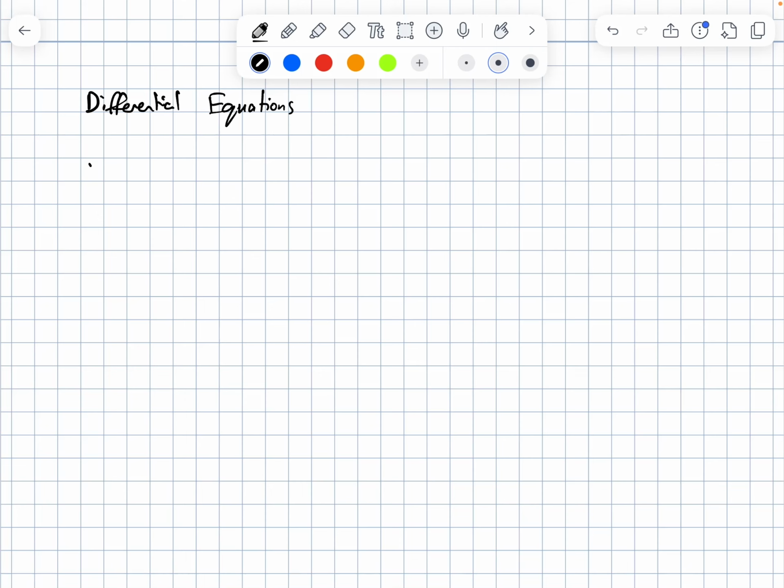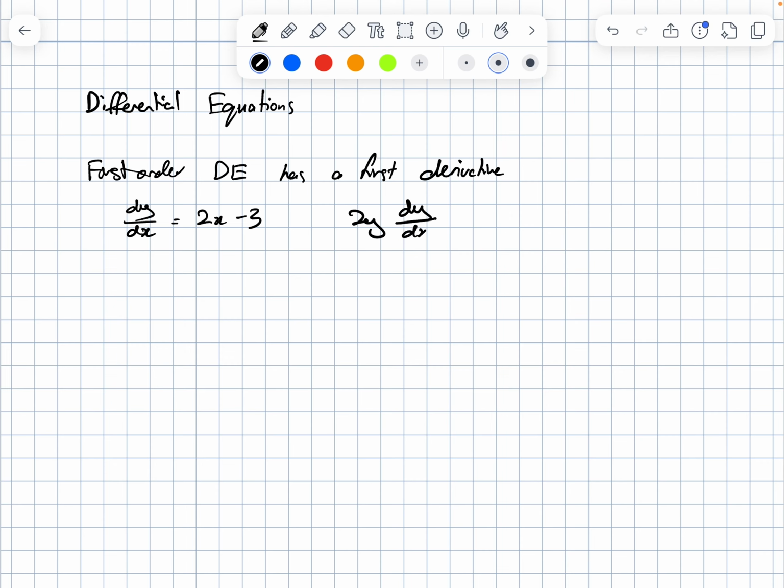A differential equation is any equation that involves a derivative. A first order differential equation, which I'm going to call DE, is an equation that has a first derivative in it. For example, it could be an equation that says dy over dx equals 2x minus 3, or it could be 2y times dy dx equals 1. It's got a first derivative in it.